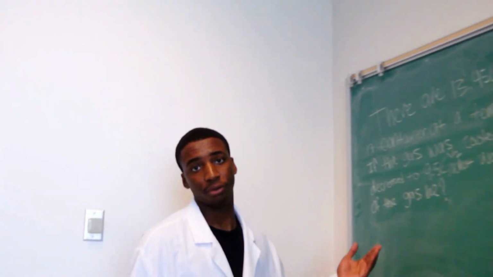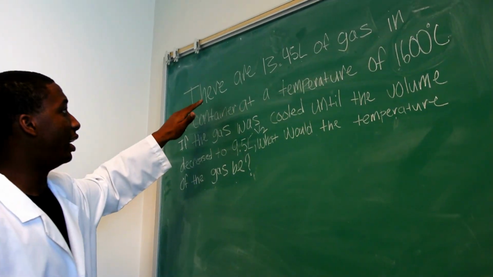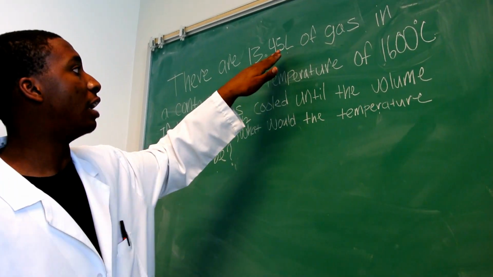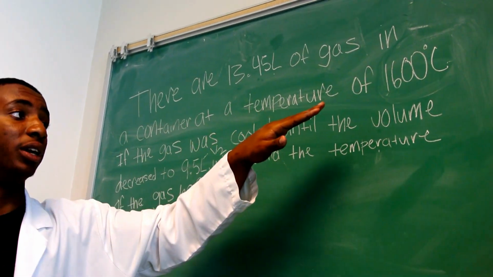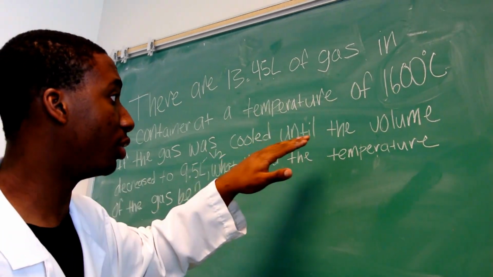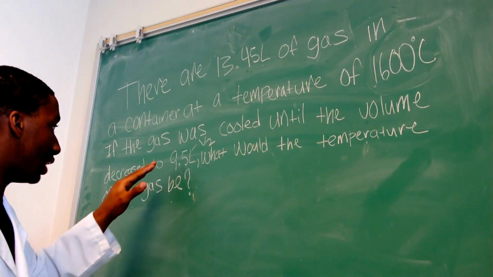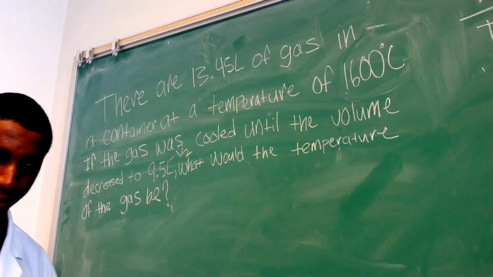As you can see, we've written out a problem for you. A prime example. The problem states that there are 13.45 liters of gas in a container at a temperature of 1,600 Celsius. If the gas was cooled until the volume decreased to 9.5 liters, what would the temperature of the gas be?